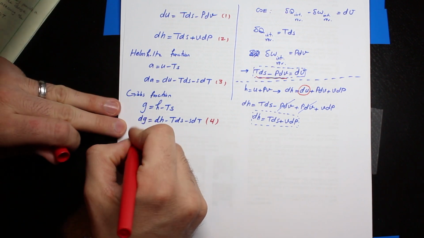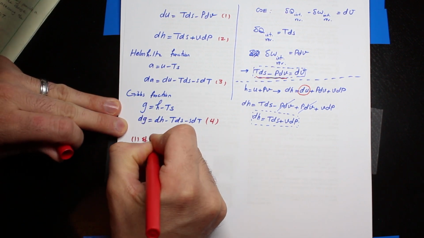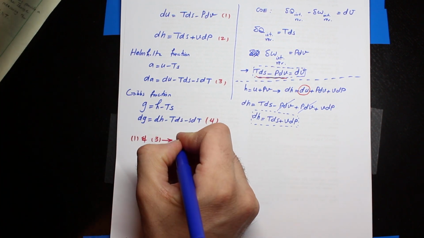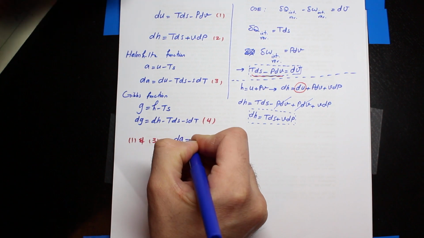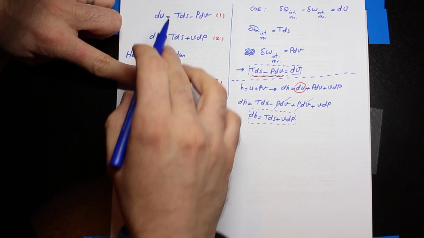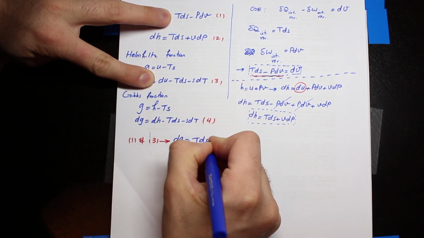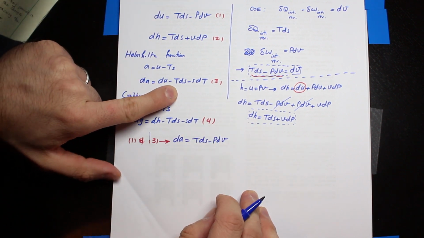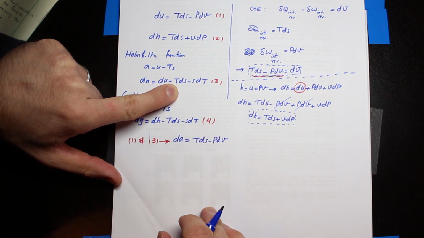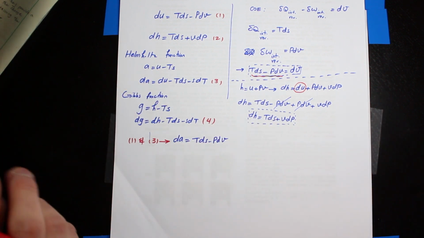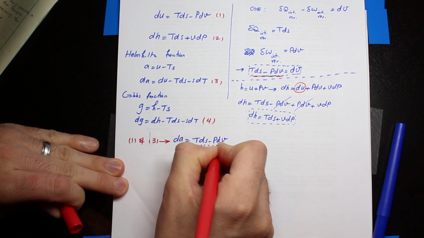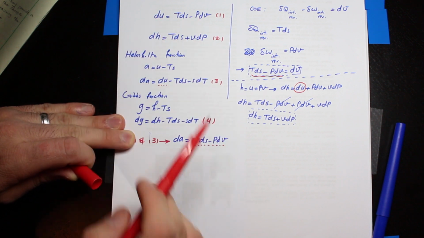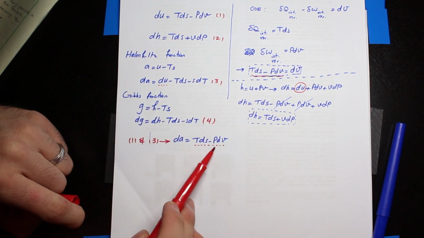So basically 1 and 3 give me dA is equal to, instead of du, TdS minus PdV, right? And then getting back to equation 3, this part, TdS minus PdV, is this du, which is coming from equation 1. The right hand side of equation 1 is this one here.